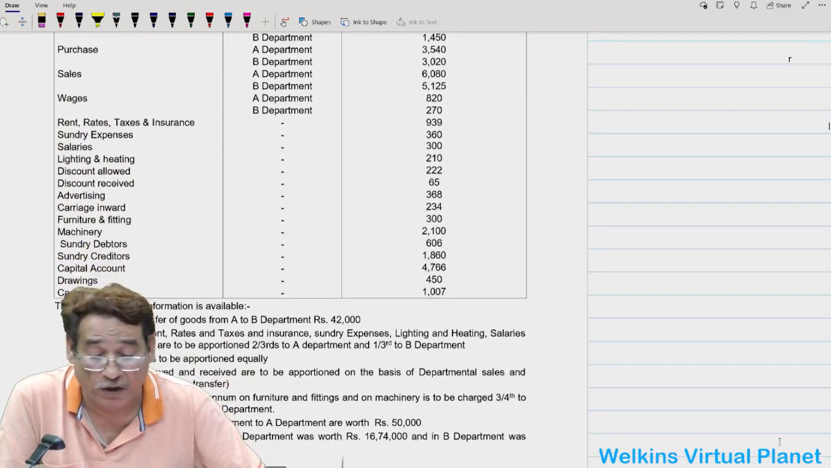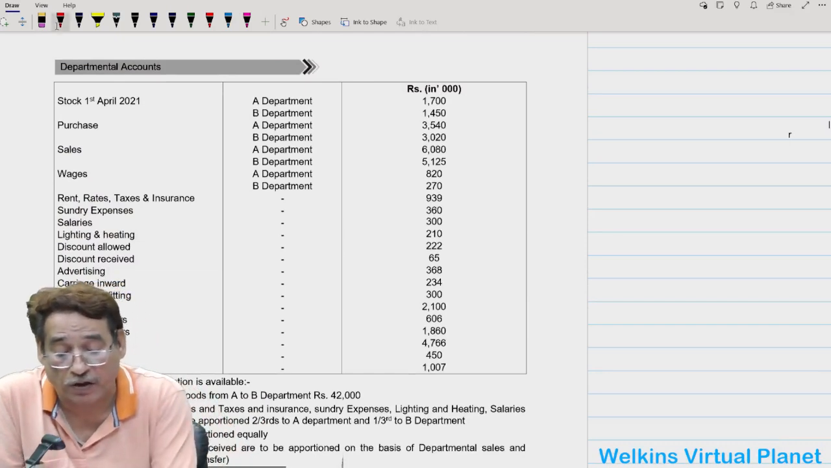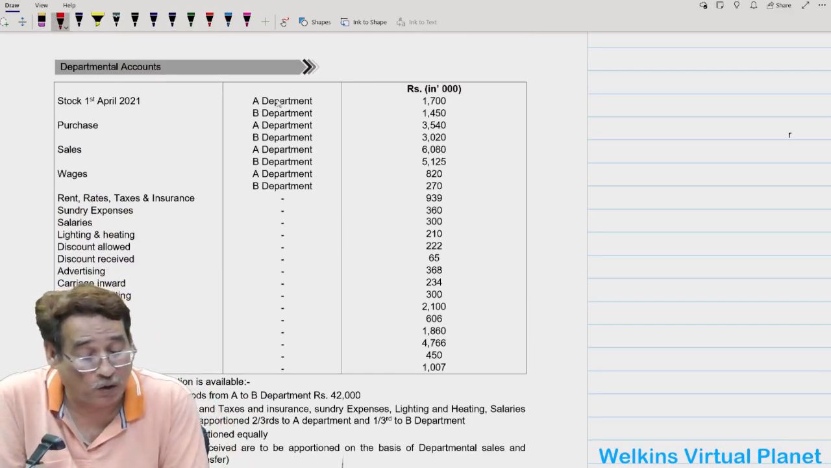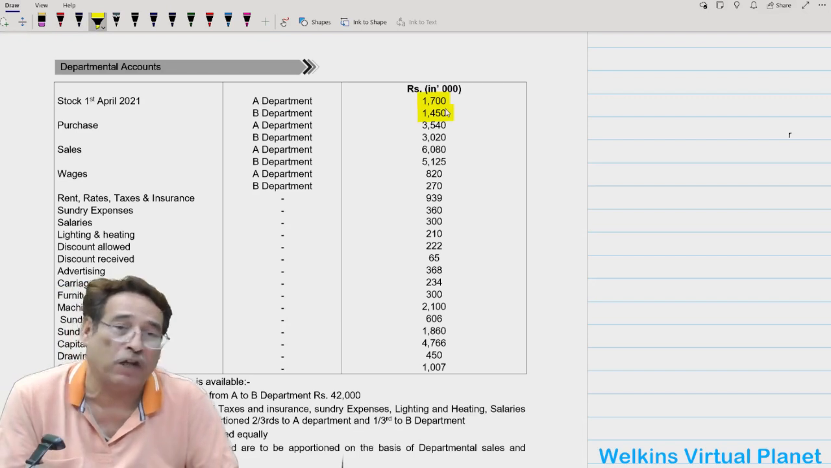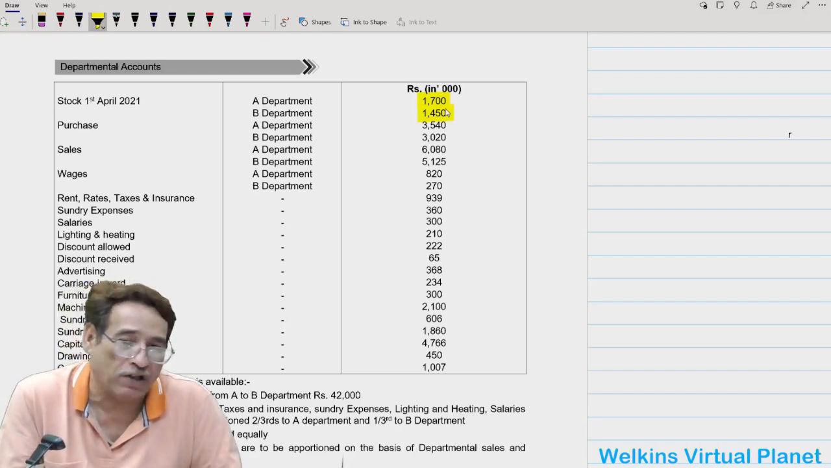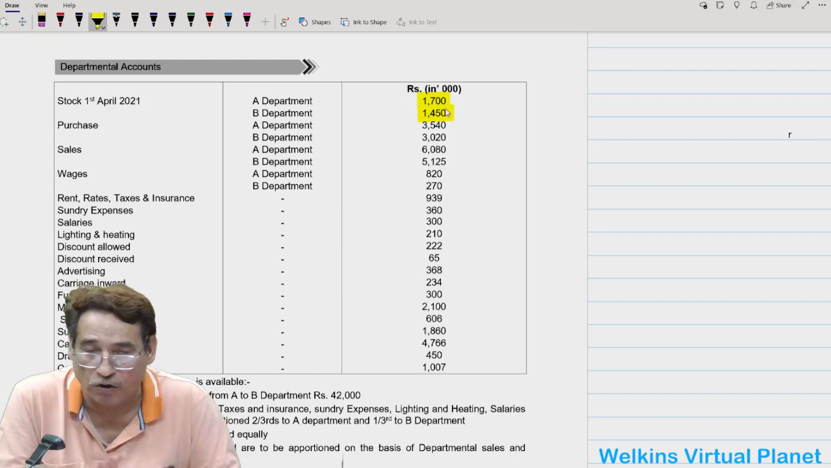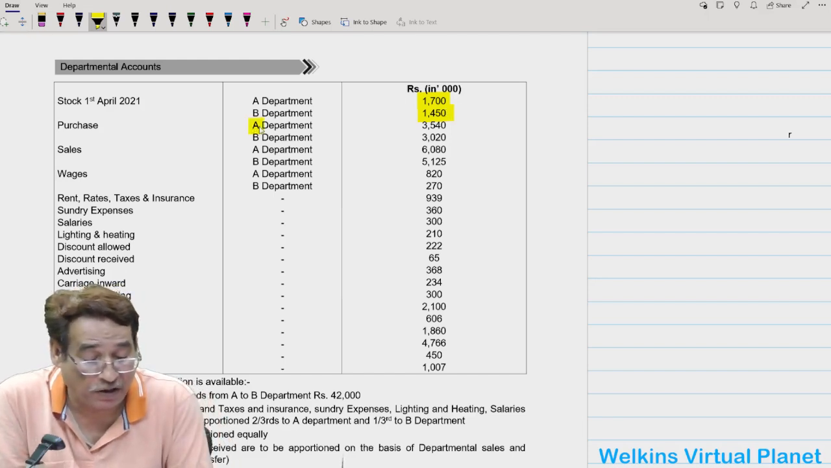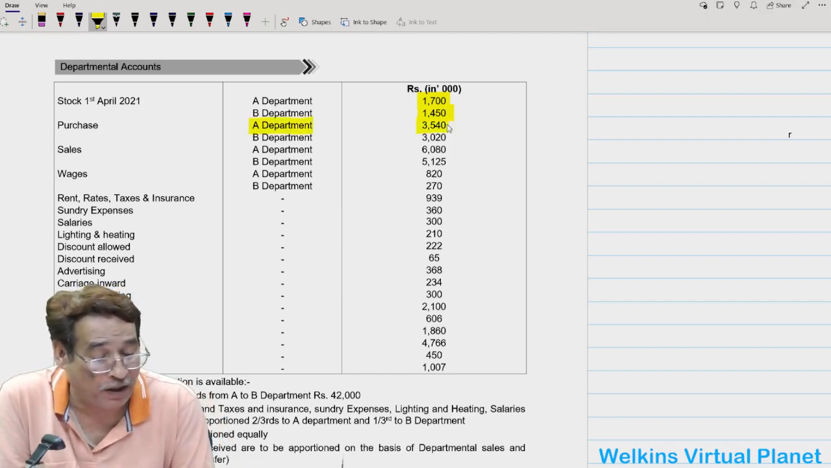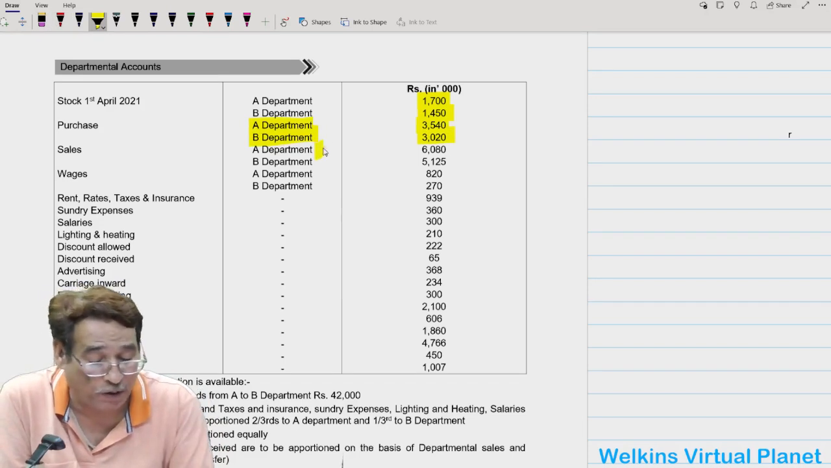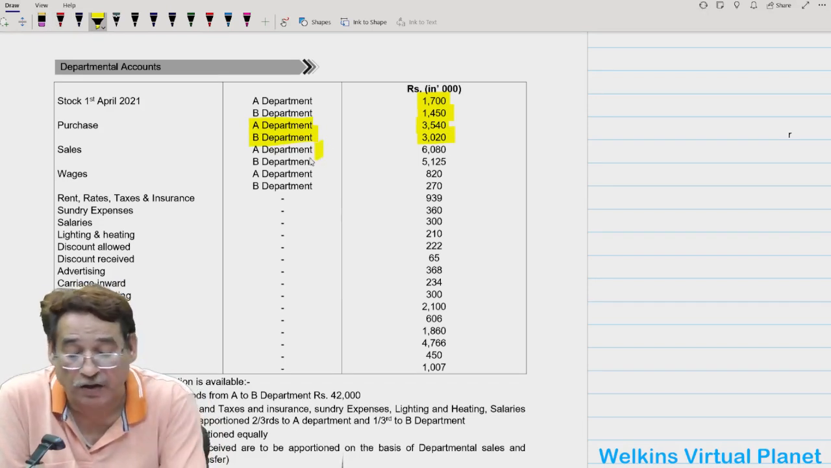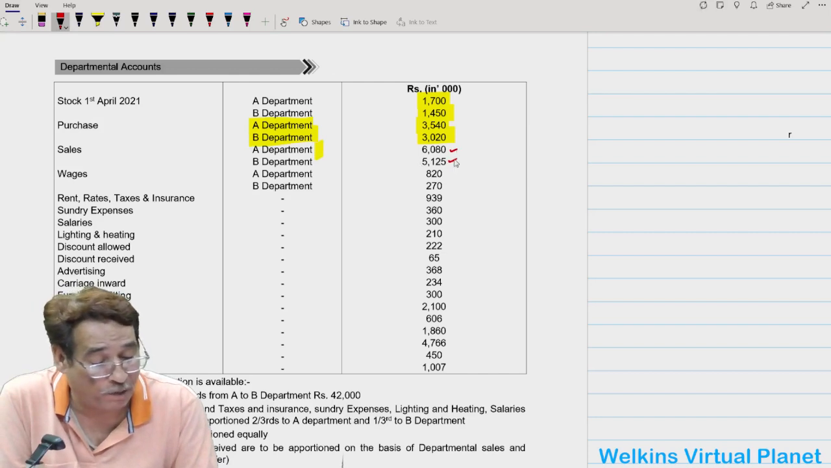No problem. Now, it is given to us in the question, there is opening stock. Opening stock with department A is 1,700, with department B is 1,450. So I will simply put it towards the debit side. No problem at all. Similarly, purchases of departments A and B are given to you. Again, no problem. Similarly, sales are given to you in this particular question. Again, no problem. Respective department sales are given to you.